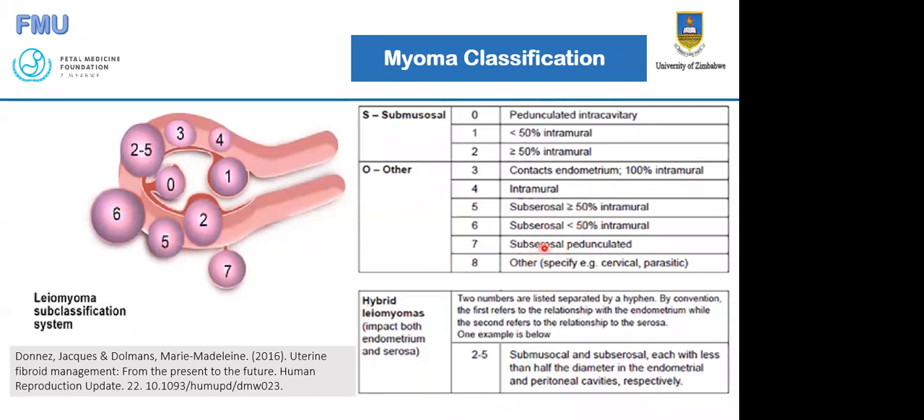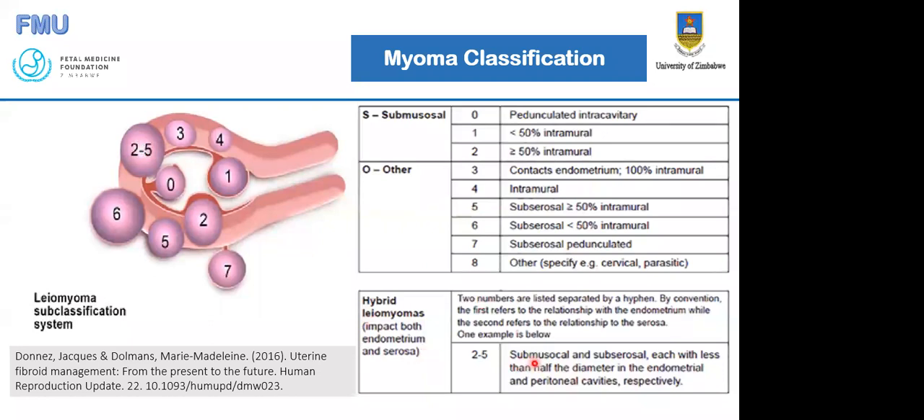Then number 6 is a subserosal fibroid which is less than 50% into the myometrium, the intramural portion. Then 7 is a pedunculated subserosal fibroid. We also call this one a parasitic fibroid, because we are saying it's drawing its food and nutrients through a stalk from the uterus. Then we have these hybrid leiomyomas, the 2 to 5, these ones.